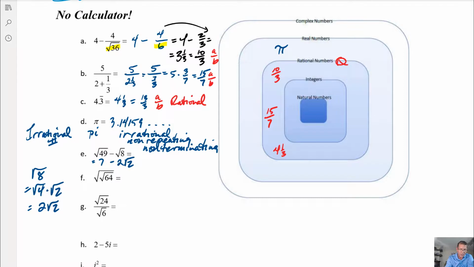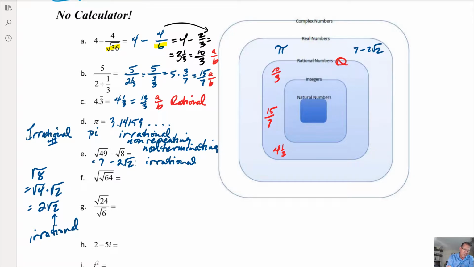Now root 2 is irrational. The root of any prime is irrational. And so if that's irrational, 7 minus 2 root 2 is irrational. And because of that, it lives in the real. So I'm going to put down right here, this is 7 minus 2 rad 2. It's not in the rational set, but it is real, because the real takes the irrationals and the rationals and combines them in one set.